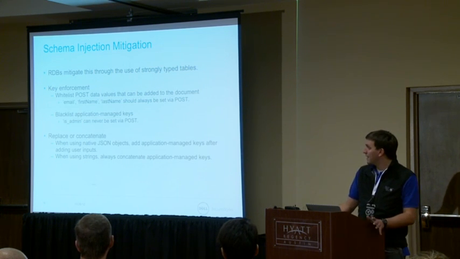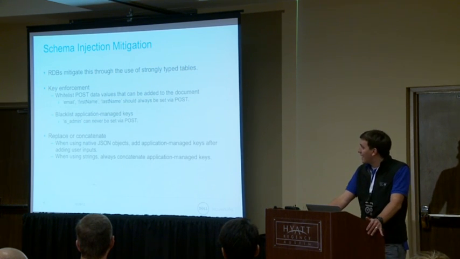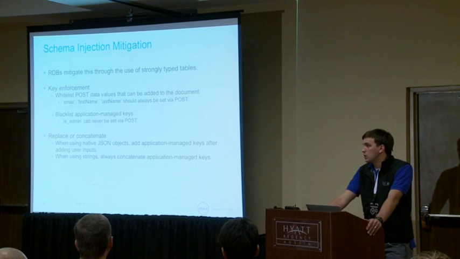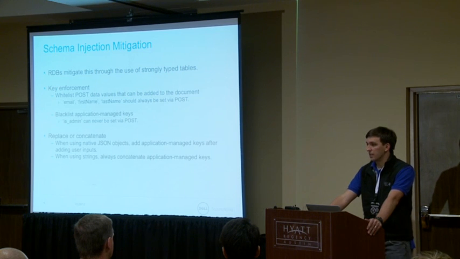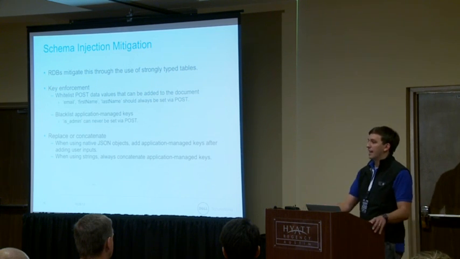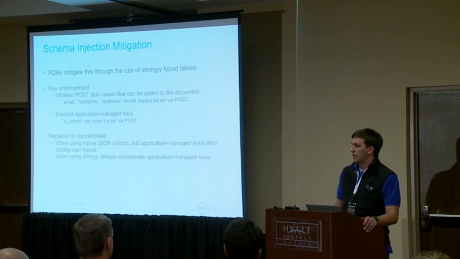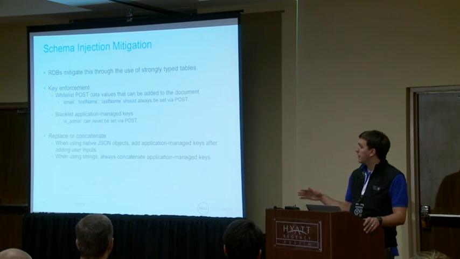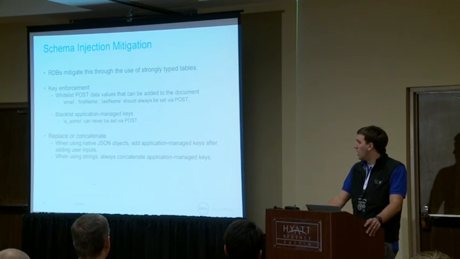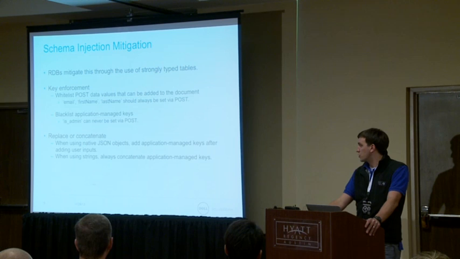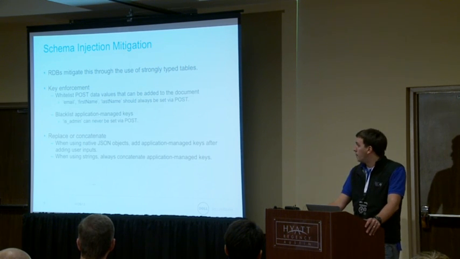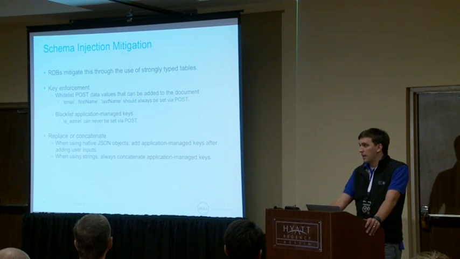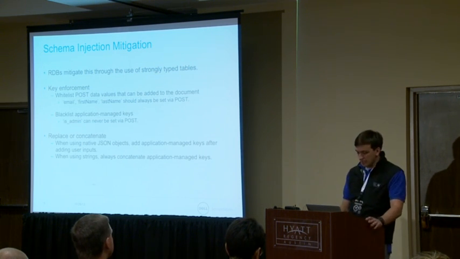Now in terms of mitigating this, the two main things that I identified were key enforcement. So being aware of what should be inserted into each collection and either whitelisting or blacklisting those values. So for instance, if you have an admin flag, make sure that you don't want to see the admin flag coming in via post or in any of the strings that are being passed into your application. And also, if you are using strings, which you shouldn't, make sure that you're replacing or concatenating any of your application managed keys at the end.